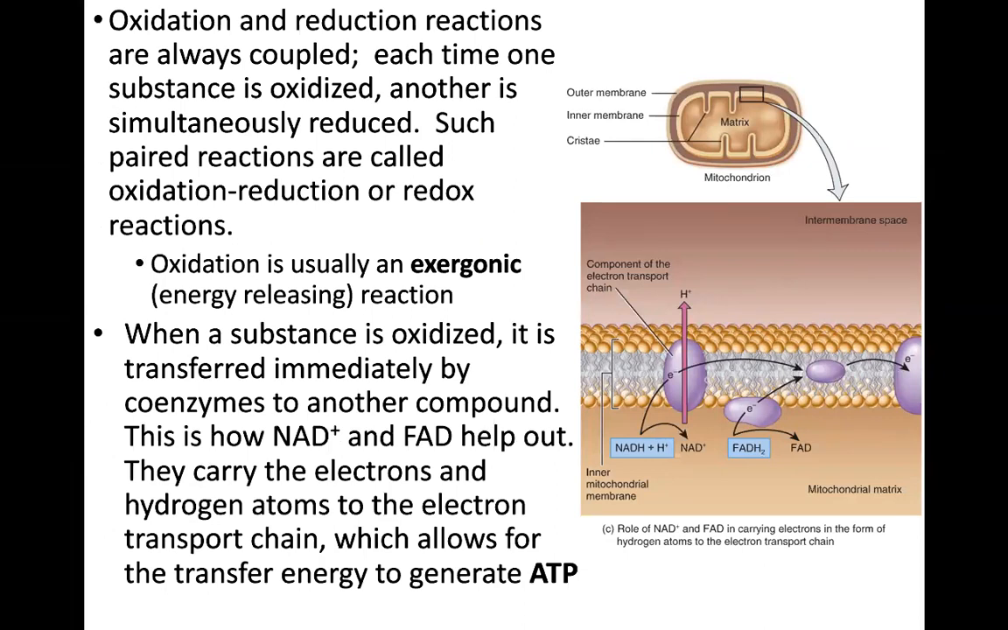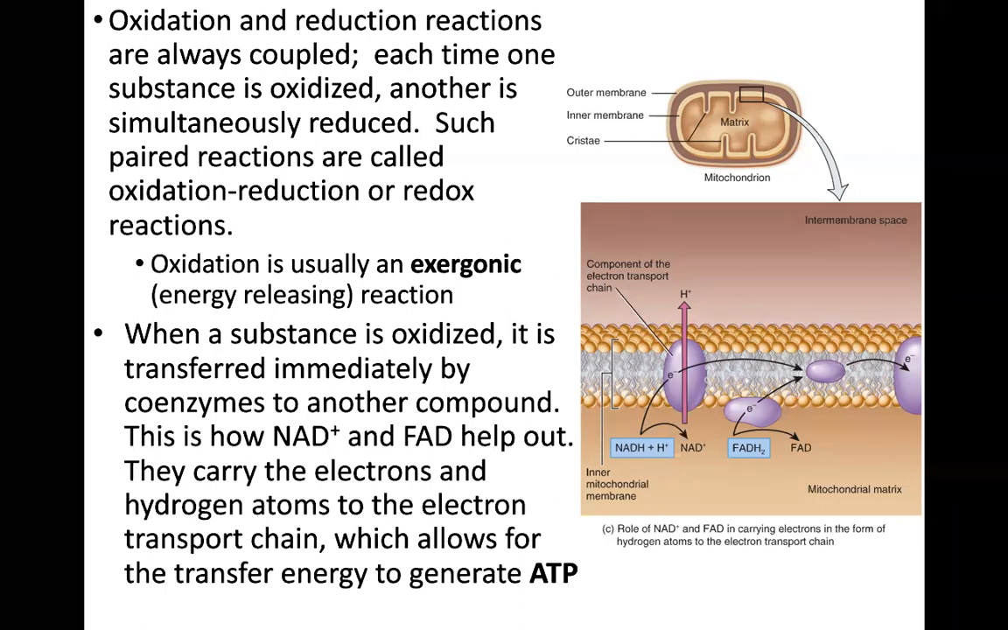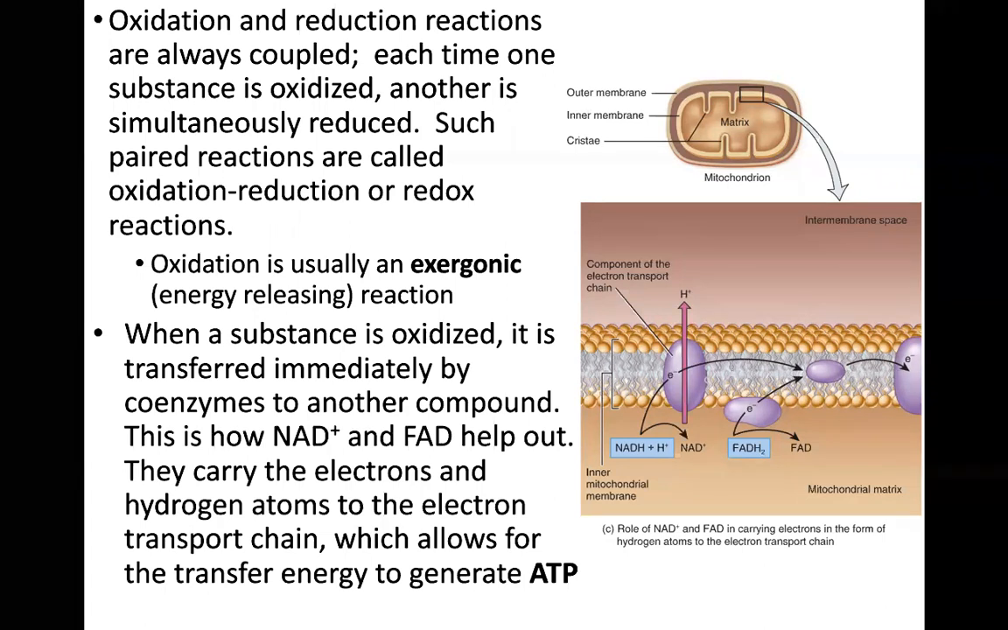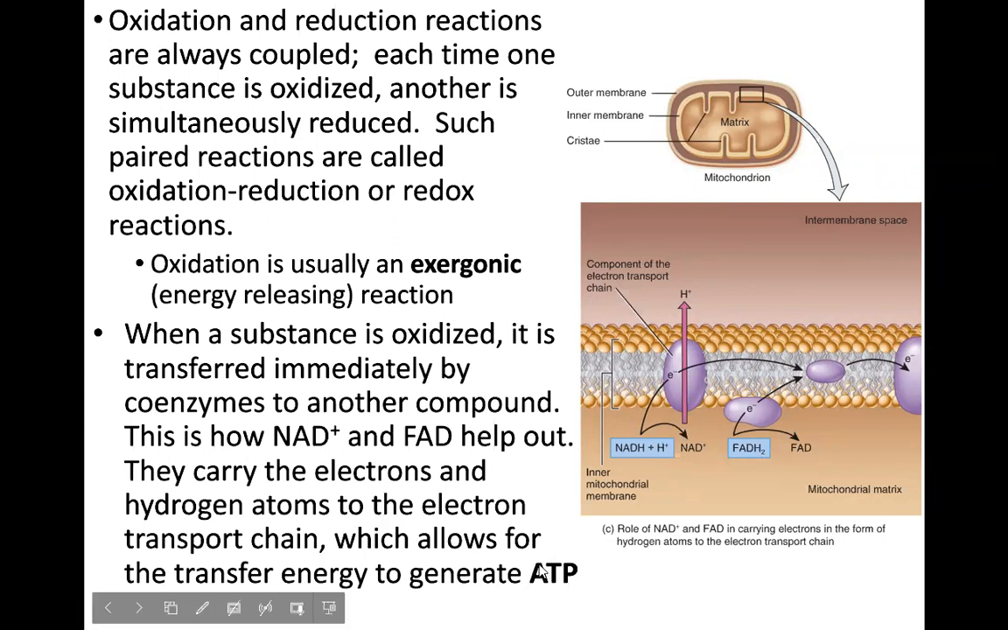Those are coupled reactions, meaning that each time one substance is oxidized, another is simultaneously reduced. Like I said, we call them oxidation or redox reactions for short. When something is oxidized, we describe it as exergonic, usually anyway, meaning it releases energy. This is what we once again do to our glucose. We're stealing its energy. The energy comes from the electrons in the glucose. That way we can transfer that energy eventually to form our ATP.